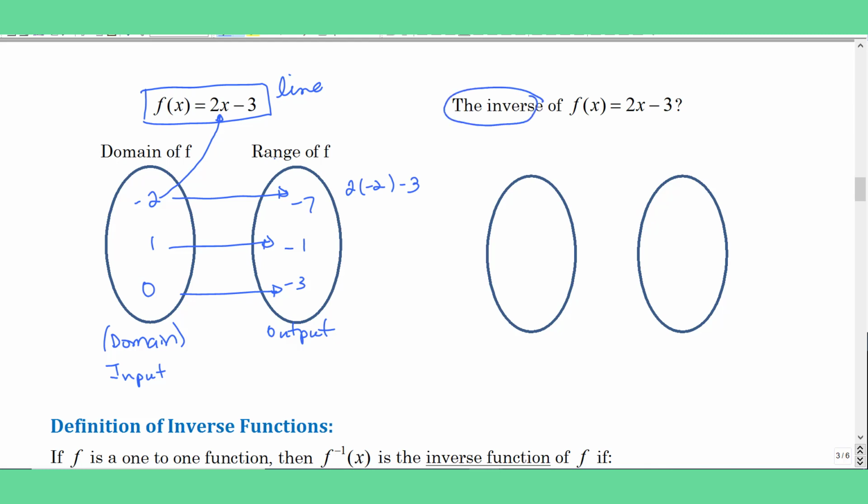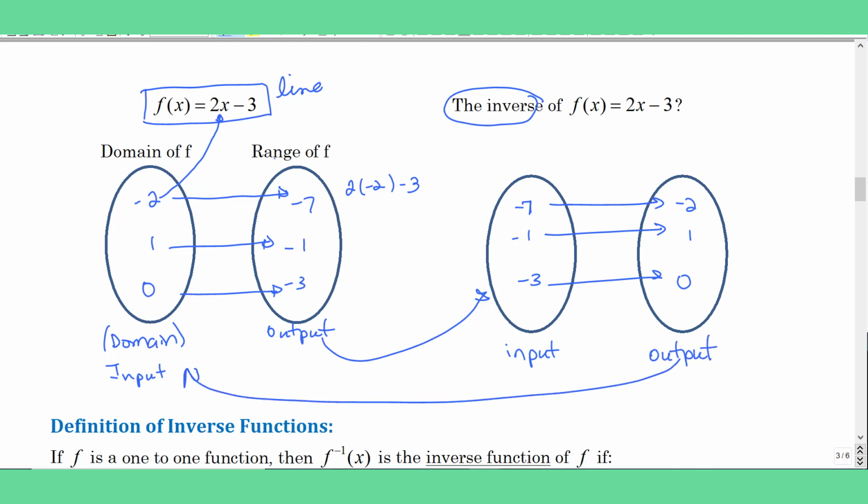Now, the inverse. That would mean that I take these values, my output, which now becomes my input for my inverse function, and I need to go backwards and end up where I started. So what would I have to do to -7 to get to -2? Well, there's lots of things, and we're going to investigate that a little bit in the video. So just hold on to that question.